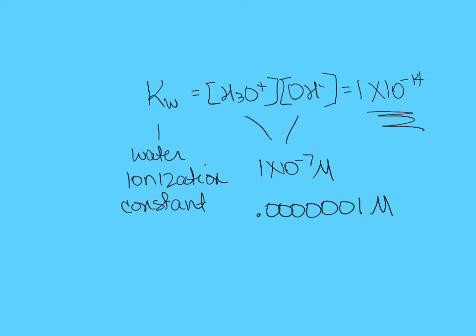Folks, this is why our pH range, which I told you is a logarithmic scale, is 0 to 14. Because if I take the log of 1 times 10 to the minus 14, what do I get? 14. So pH is an easier way, so we don't have to deal with huge negative exponents. It's just an easier way to explain and express things.